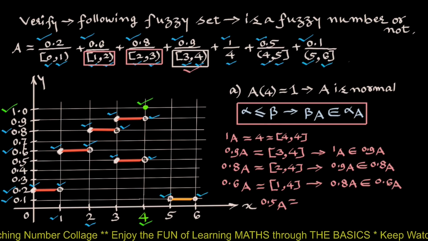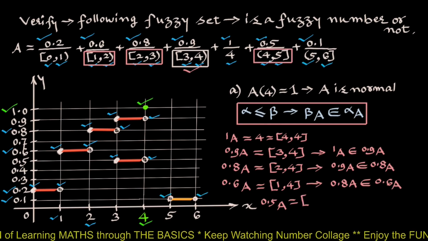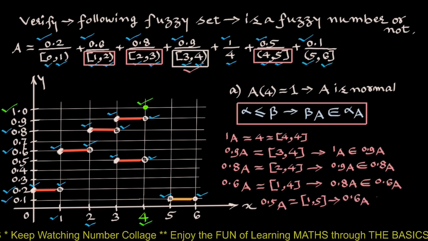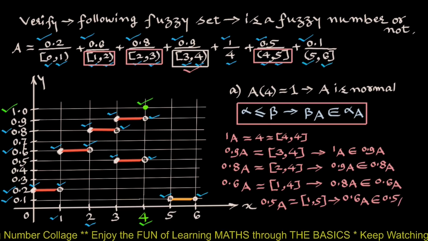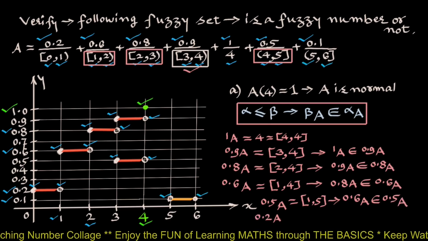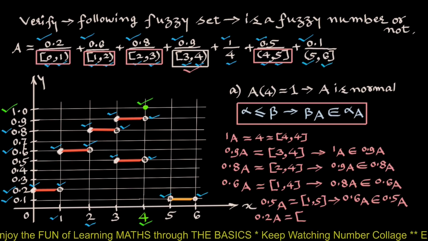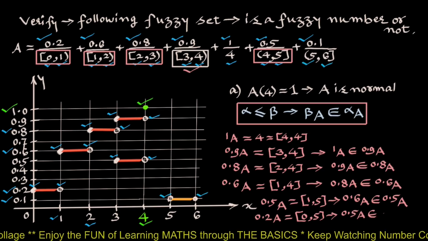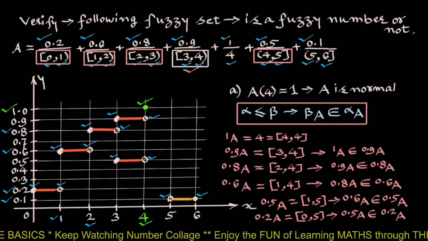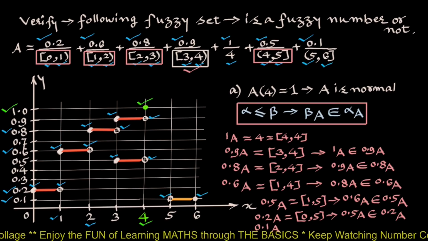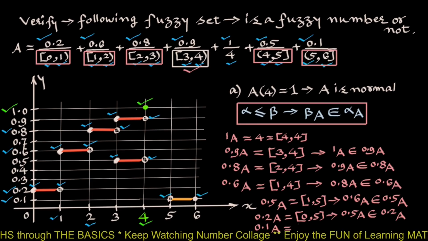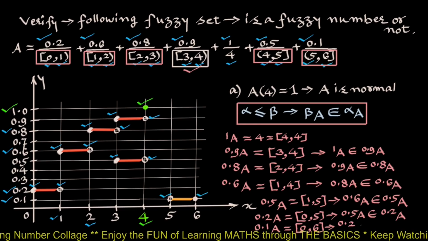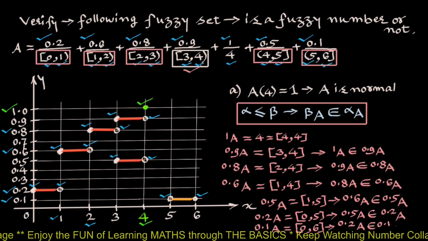0.5 cut A from its domain here is closed interval 1, 5, because 0.6 cut A should belong to 0.5 cut A. 0.2 cut A from its domain here is closed interval 0 and 5, because 0.5 cut A should belong to 0.2 cut A. And finally 0.1 cut A from its domain here should be closed interval 0, 6, because as per the above rule 0.2 cut A should belong to 0.1 cut A.